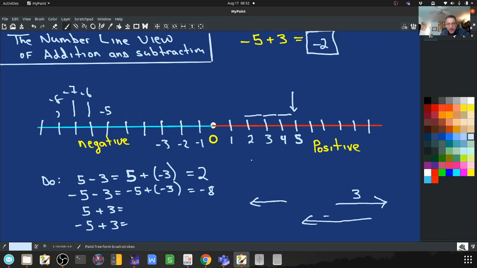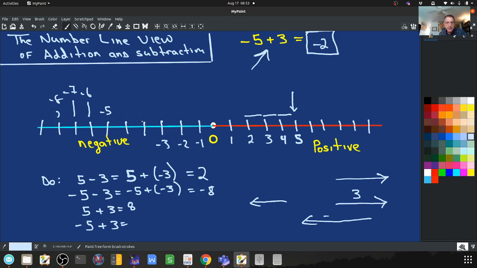5 plus 3, again I start here, and I'm going in the positive direction, so I'm going 3 steps this way. So there's 5, 6, 7, 8. And minus 5 plus 3 we just did.